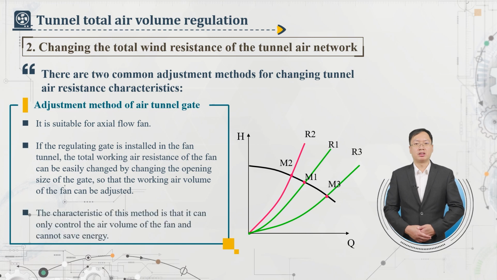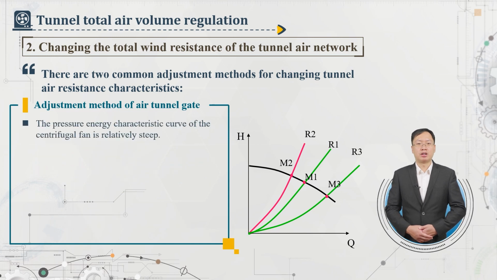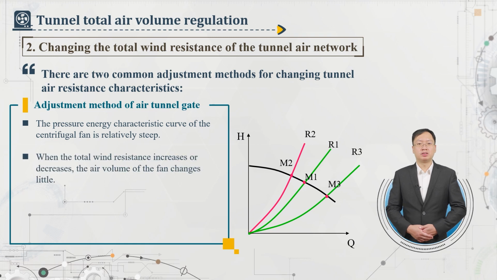The characteristic of this method is that it can only control the air volume of the fan and cannot save energy. The pressure energy characteristic curve of the centrifugal fan is relatively steep. When the total wind resistance increases or decreases, the air volume of the fan changes little. Therefore, the air tunnel gate adjustment method is usually not used.